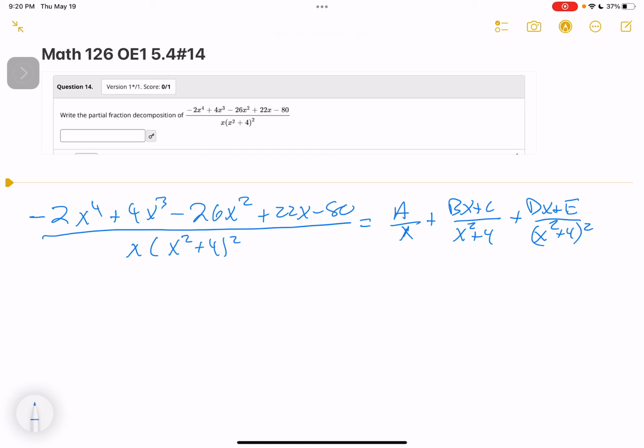Now the B could turn out to be 0, but we put a Bx plus C over the x squared plus 4. Now since that is of multiplicity 2, we list it once, and we list it a second time, but with a squared. And when we do it with the squared, we still list it with a Dx plus E because that base factor was a quadratic. Okay, so let's do the same thing, clear the fractions.